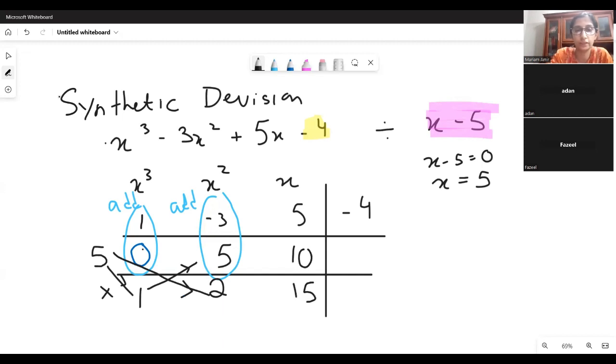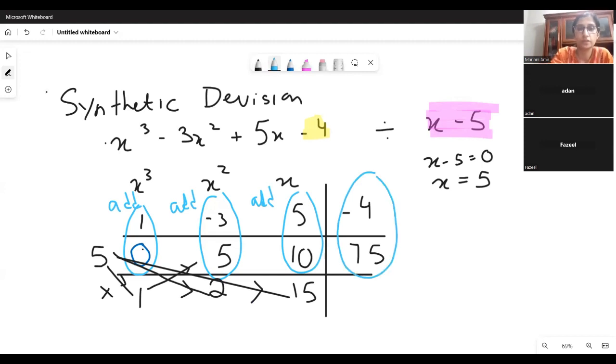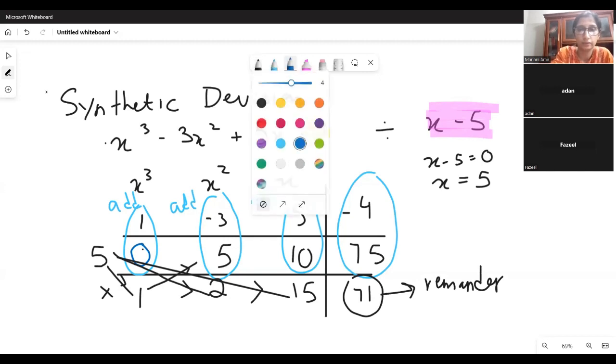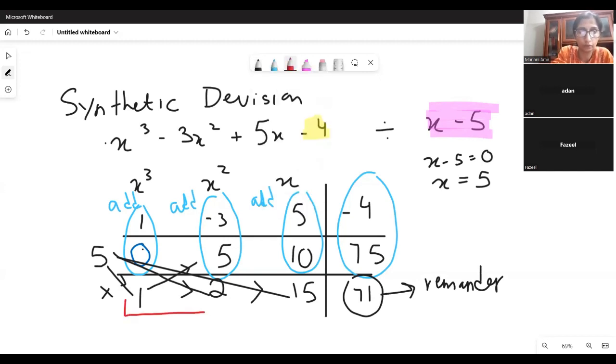Addition, 15. And then we multiply 5 and 15: 75. And then we add these two, which gives us 71. And this 71 is the remainder. And these will give you the quotient.